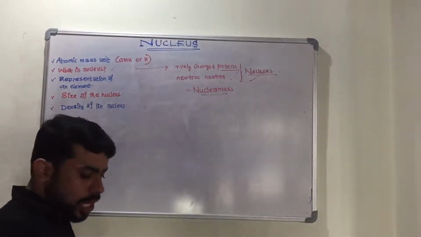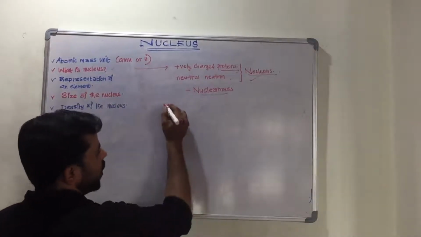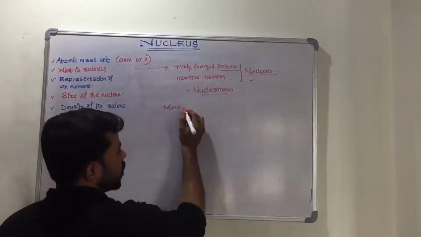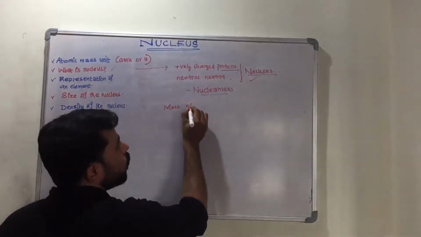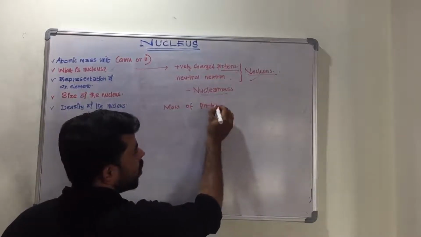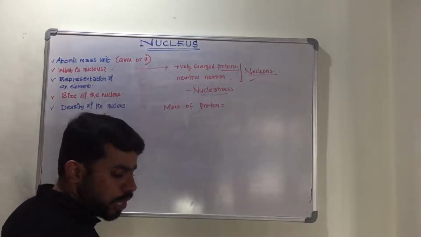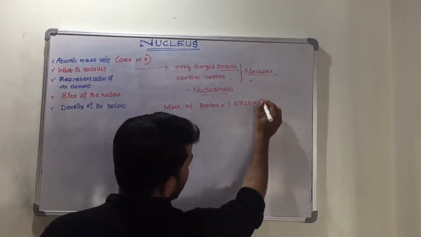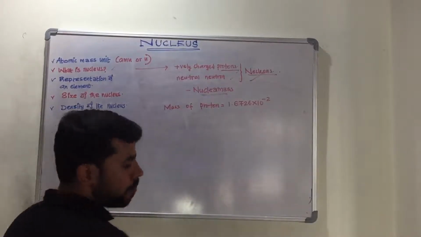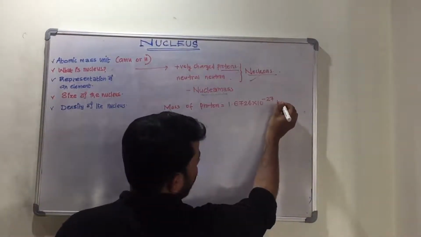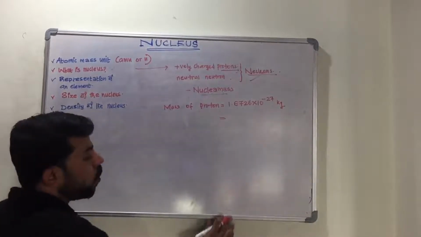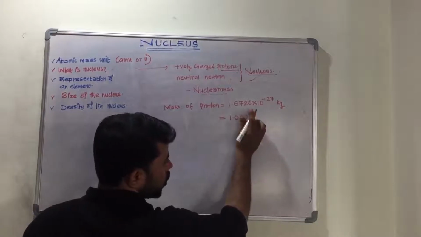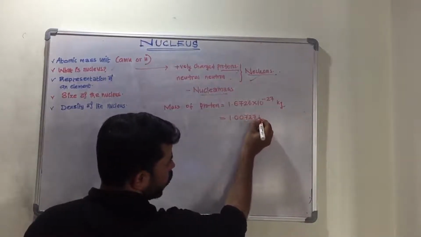Okay. See, what is the mass of it? It will help you to know the value of these constituents. Mass of proton is equal to 1.6726 into 10 raised to minus 27 kilogram. On converting into unified scale or atomic mass scale, it is equal to 1.00727 u.